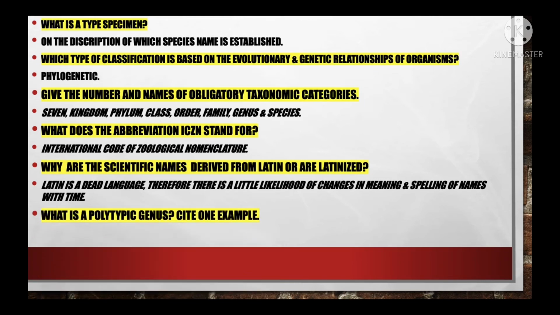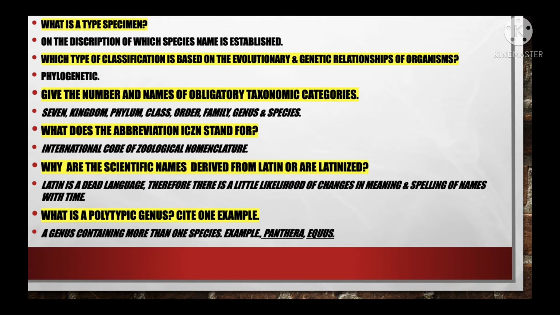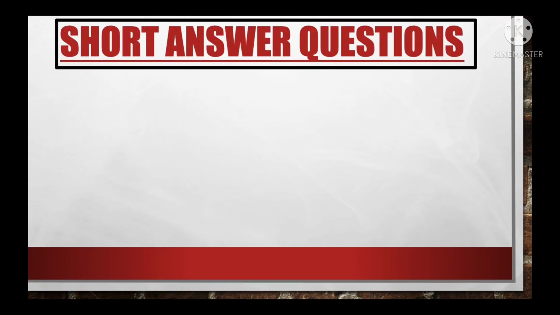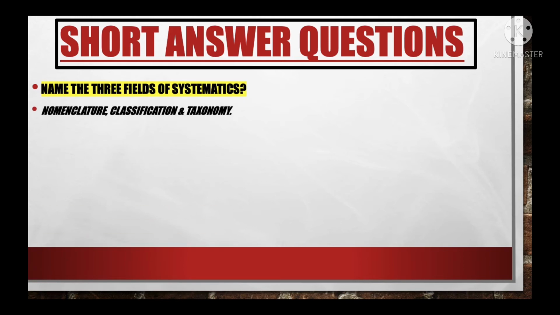What is a polytypic genus? Cite one example. So, a genus containing more than one species is known as a polytypic genus, and the examples are Panthera, Equus, etc. Now, some short answer questions. So first one: name the three fields of systematics. So the three fields of systematics are nomenclature, classification and taxonomy.